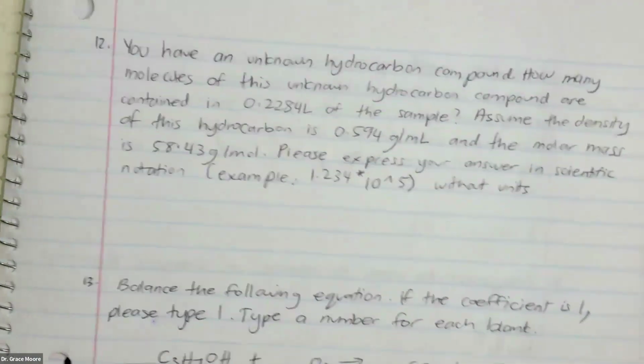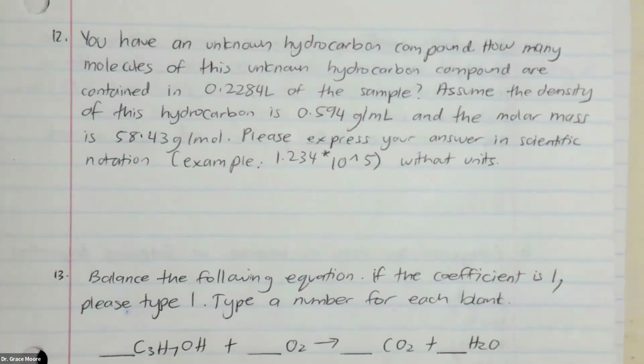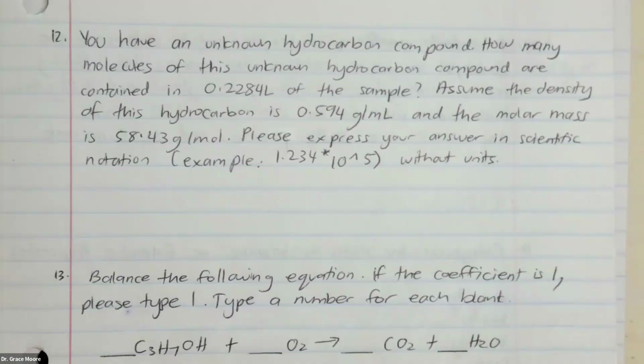Let's go to the next question. The next question, it says, you have an unknown hydrocarbon compound. How many molecules of this unknown compound are found in 0.2284 liter of the sample? Assume the density of this hydrocarbon is 0.594 grams per milliliter and the molar mass is 58.43 grams per mole. Please express your answer in scientific notation.